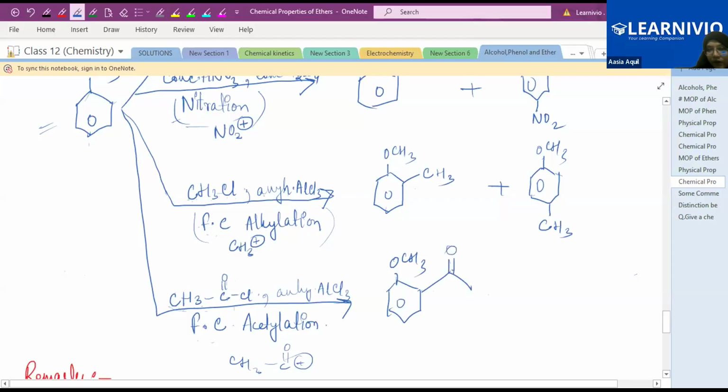Okay, and this will attach over here from this carbon, which has a positive sign. So that's why I've attached this CO to this carbon, the benzylic carbon. Then it will give you an anisole, and this acetyl group CH3CO will get attached to the para position.